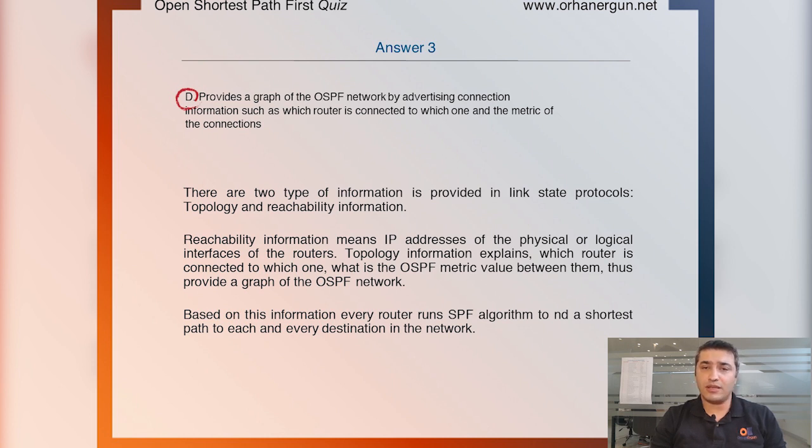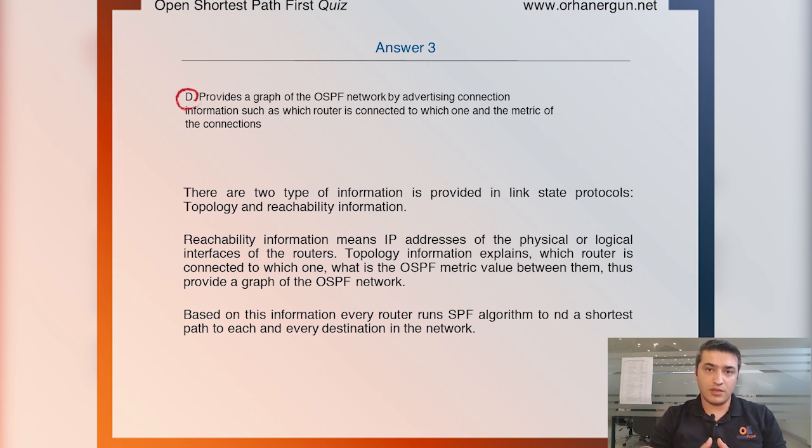Again, here is talking reachability information, the metric and the IP address. Option D provides a graph of the OSPF network by advertising connection information such as which router is connected to which one and the metric of these connections. So option D is the correct answer.